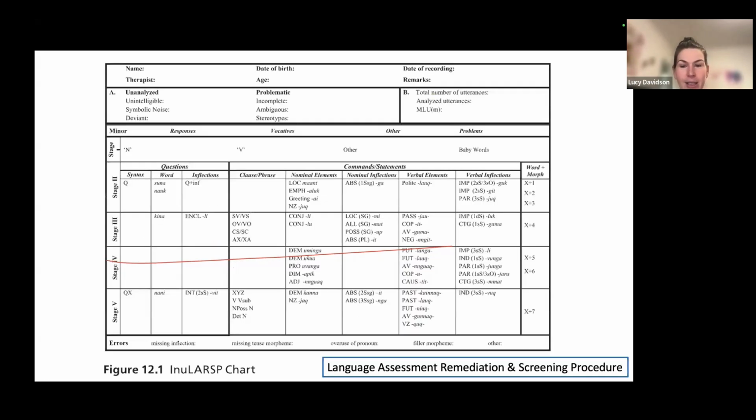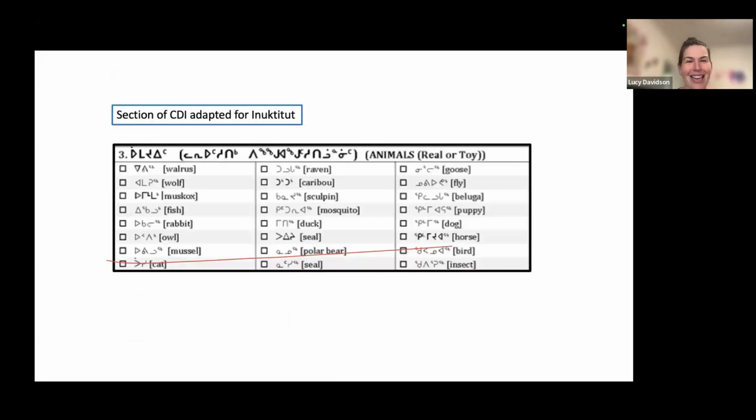So here is a screenshot of the language assessment screening procedure. Just have a look. And here's an example of a section of the CDI adapted for Inuktitut, the word list.